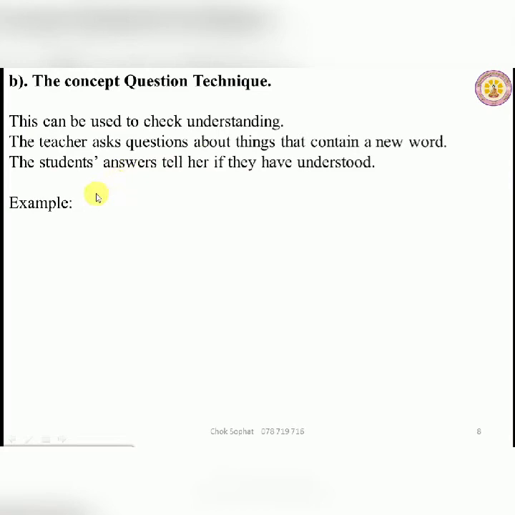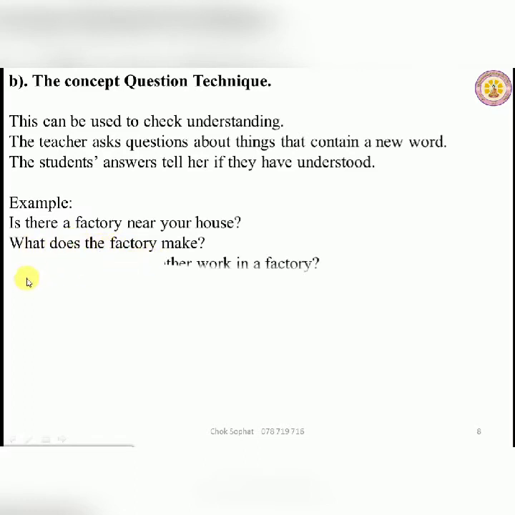So a teacher can ask many questions using the new word, related to the new word that you want to teach your student. If your student can answer, it means that they understand the meaning of the new word. For example, you want to teach your student the word factory, and you ask the student questions using the concept question technique. Is there a factory near your house? What does the factory make? Does your father or mother work in a factory?